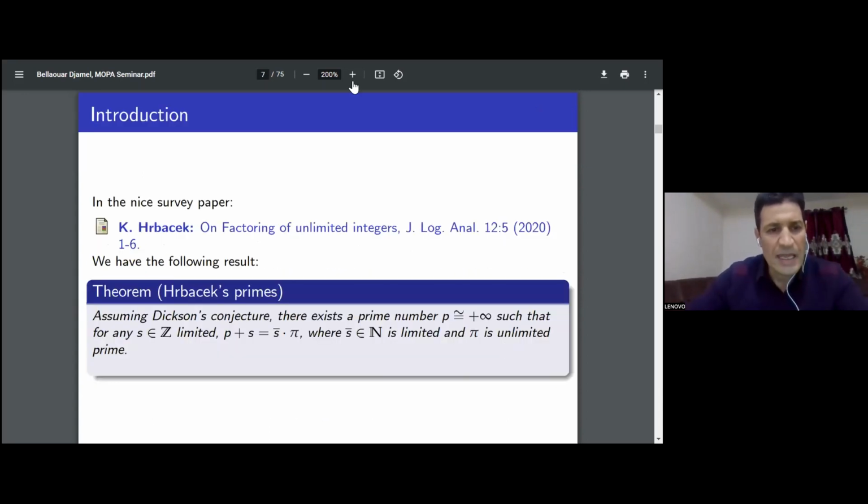In the very nice paper of Karel Hrbacek, he proved that there is an unlimited prime number p such that for any integer s, p plus s cannot be the product of 2 unlimited integers. So I gave the name Hrbacek's primes to these primes.